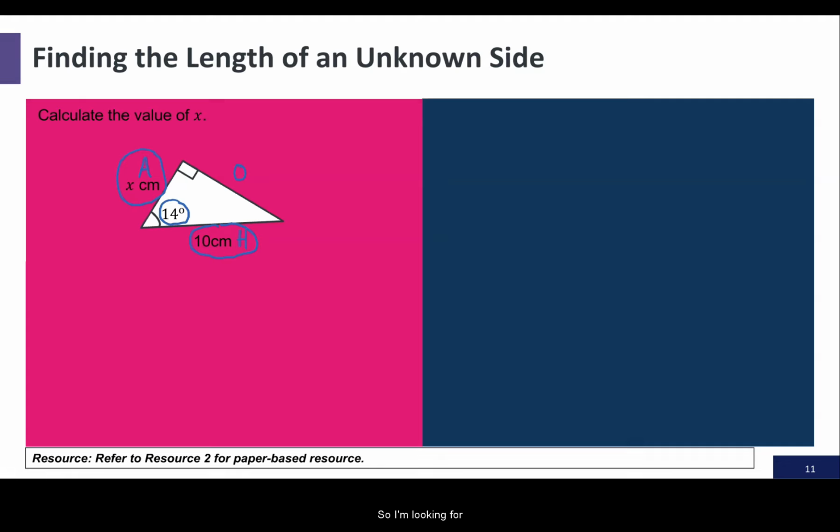So I'm looking for an acronym with A and H in, which is going to be cos. So setting this up, cos 14 will be equal to A, which is x, divided by h.